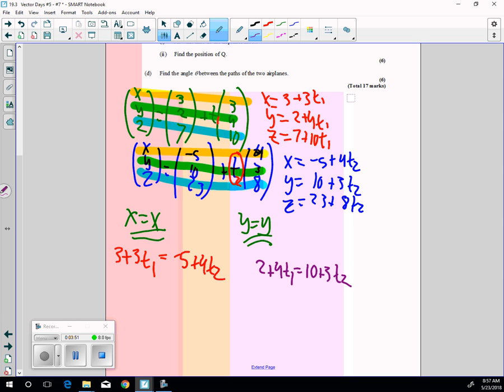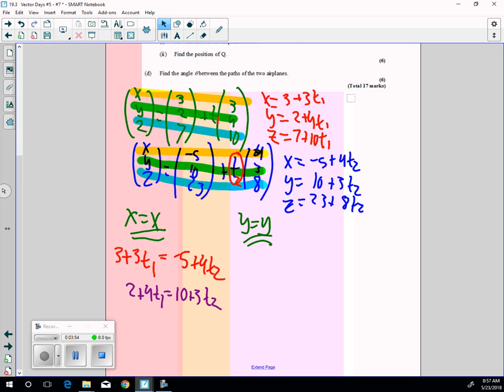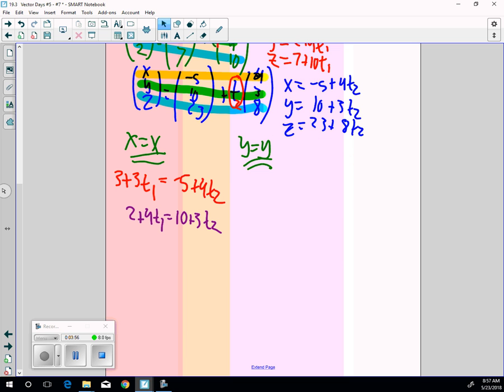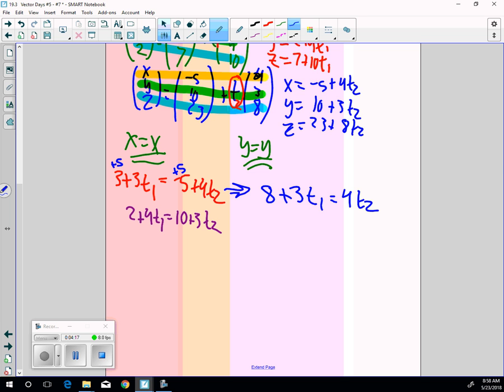And then when you put these two together, we should be able to solve for T1 and T2. Let's just do a quick little simplification here. I'm going to add 5 to both sides. So I get 8 plus 3T1 equals 4T2. And I'm going to subtract 10. I'm going to get negative 8 plus 4T1 equals 3T2.